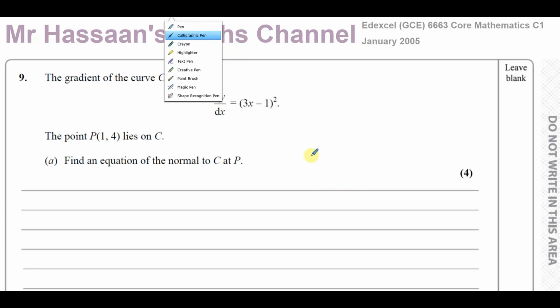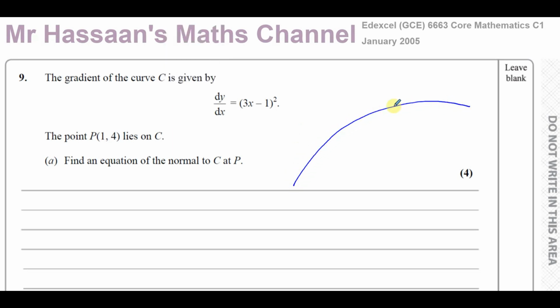Well, you have a curve. We don't know what the curve looks like, so I'll just draw a bit of a curve, zoomed in. It says the point P (1, 4) lies on C. Let's say this is the point P, and the equation of the normal to C at P is what we have to find. Now what is the equation of a normal to a curve?